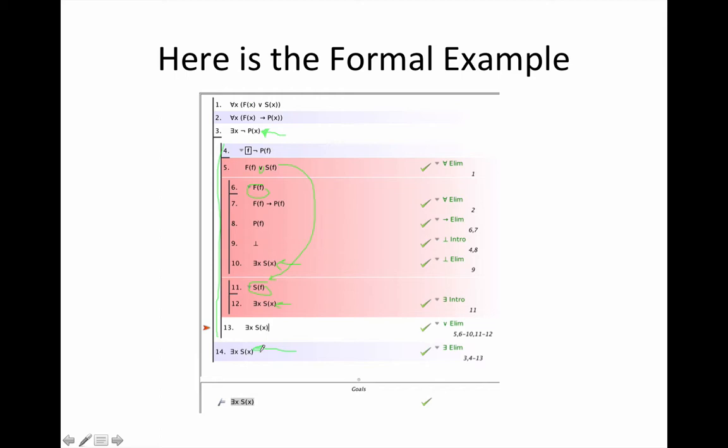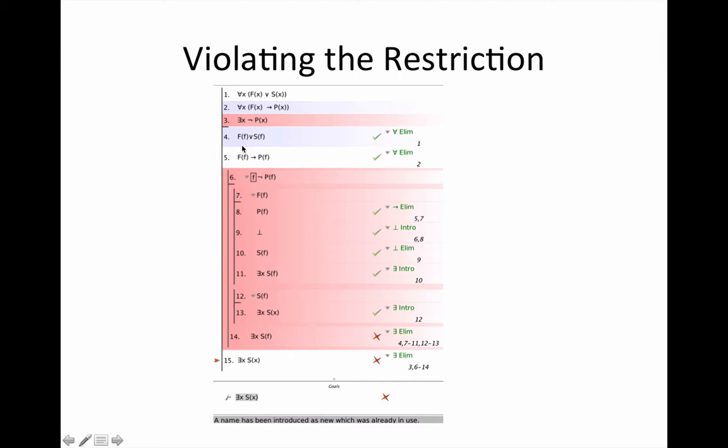Now, let me direct your attention to the importance of the restriction on the name that you use when you start a subproof. Recall that the name is one that can't already be in use. And there's a reason for that. The simplest reason is this. Notice at the bottom of this screenshot, Fitch tells us, hey, you've made an error. The name that has been introduced is already in use. You can't do that.